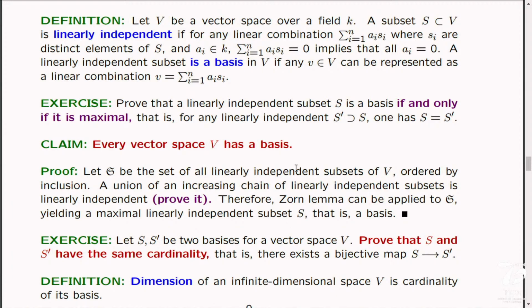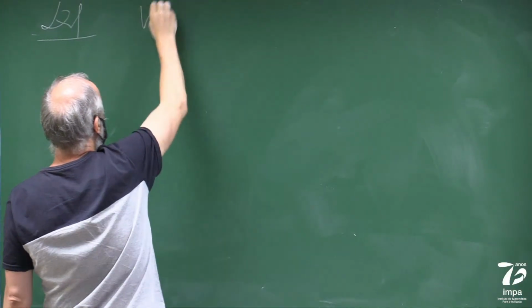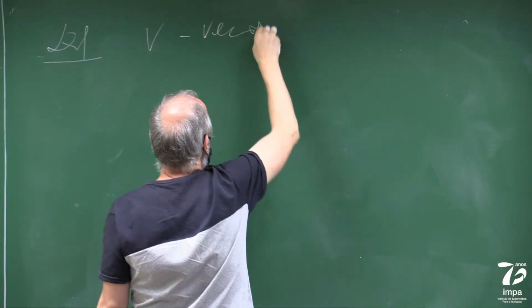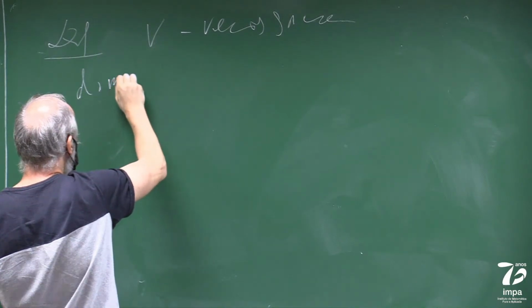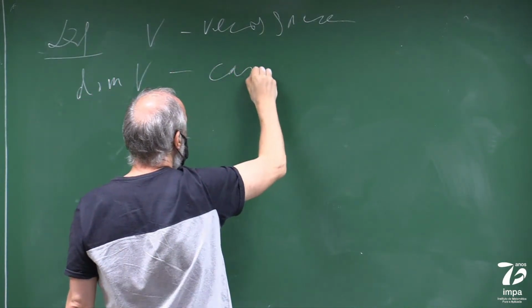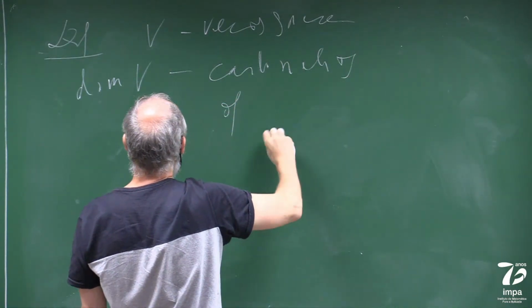Now we can ask about what about dimension? We know about finite dimensional spaces, the dimension is well defined. So let's define the dimension as cardinality. If you have a vector space V, the dimension of V is the cardinality of its basis.